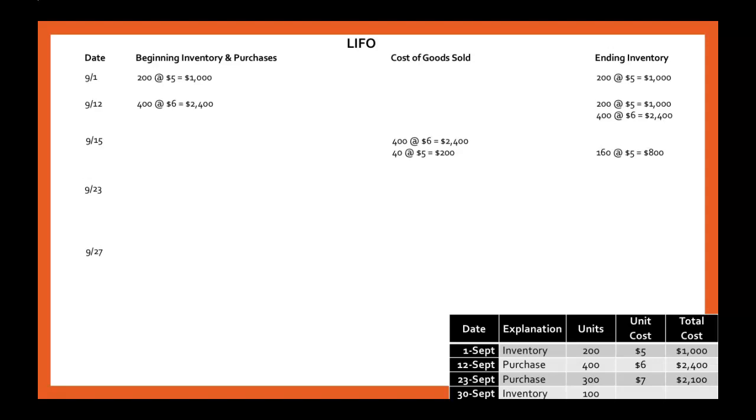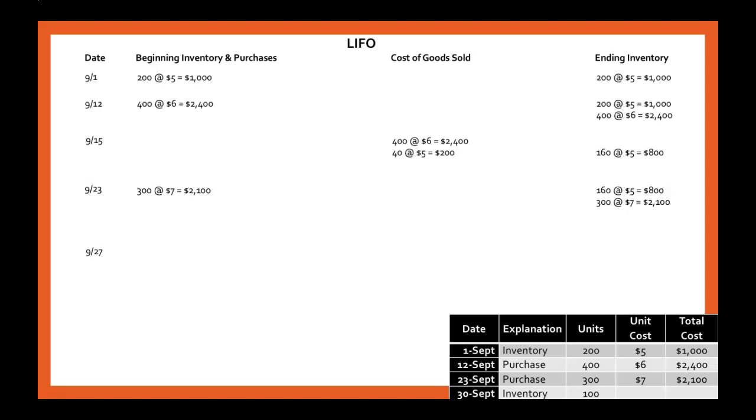So now the 23rd rolls around. And on the 23rd, we made another purchase. Right? This purchase of 300 units at $7 a piece. So we write that under our purchases column. 300 at $7 equals 2,100. Then we go over to our ending inventory. We had 160 at $5, so we still want to write that down to show that we still have that. But now we also have another 300 at $7. So we have two different groups of inventory here after our purchase on the 23rd.